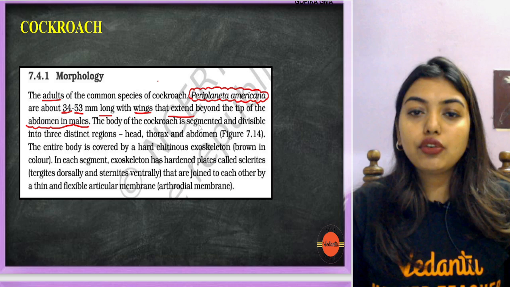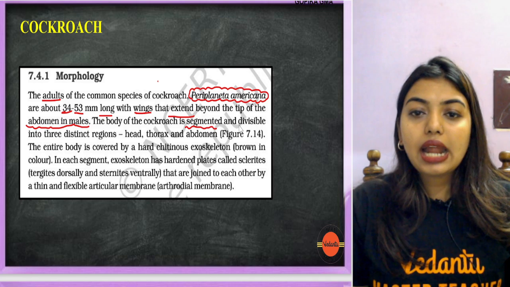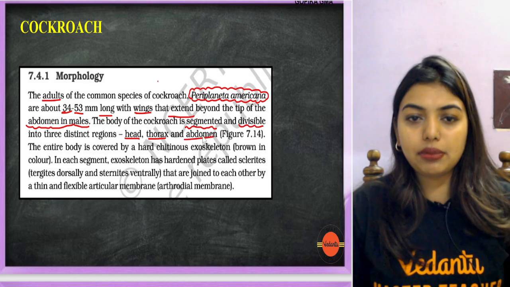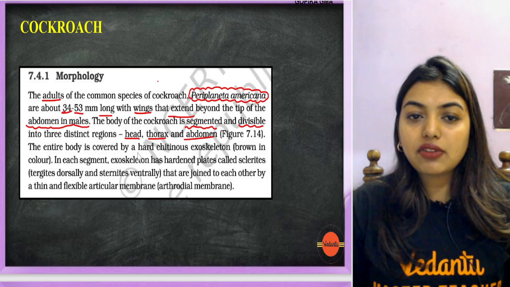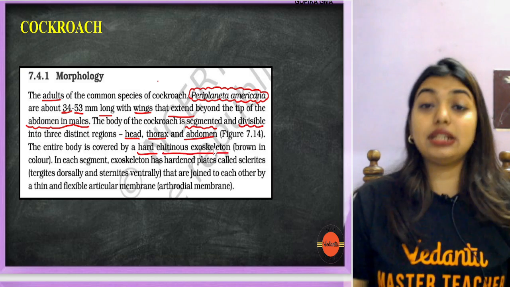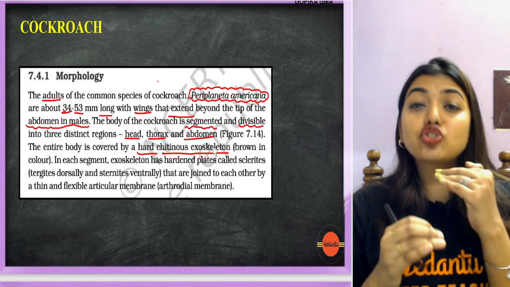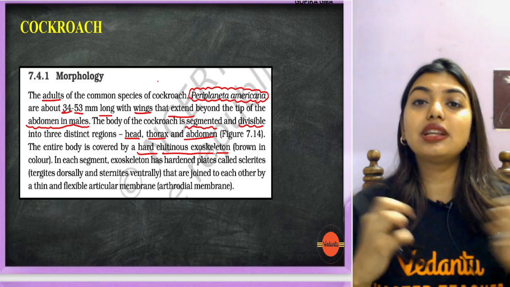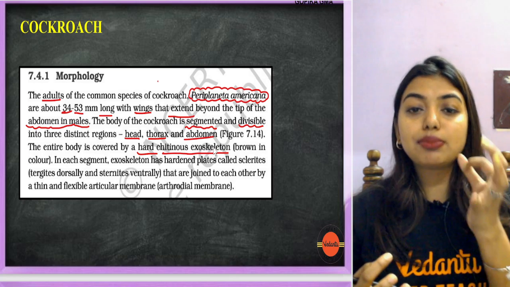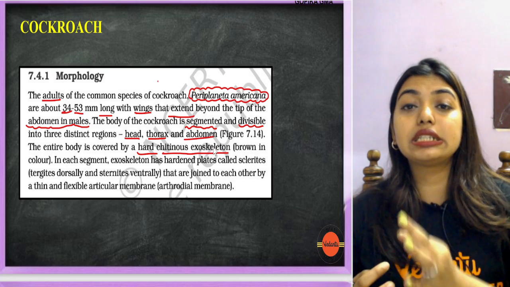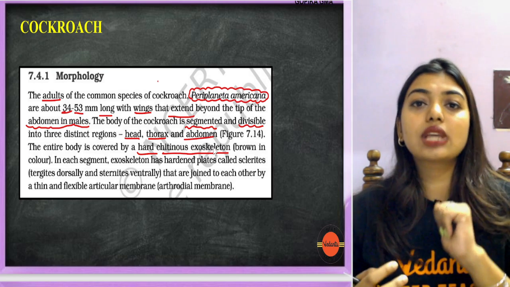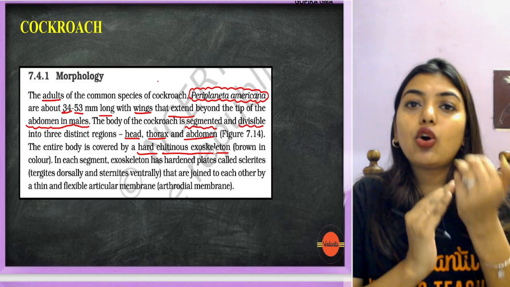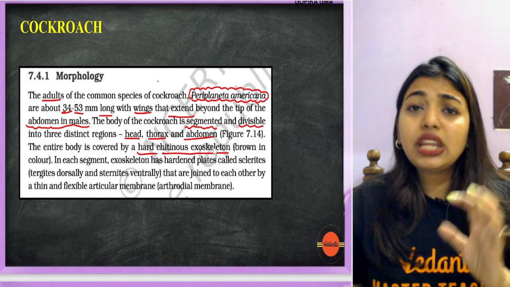The body of the cockroach is segmented and divisible into three regions: head, thorax and abdomen. The entire body is covered by a hard chitinous exoskeleton. This is one of the solid reasons why arthropoda, as a whole phylum, is the largest phylum. This exoskeleton makes sure their body does not get damaged, and they are always protected. They are brown in color.